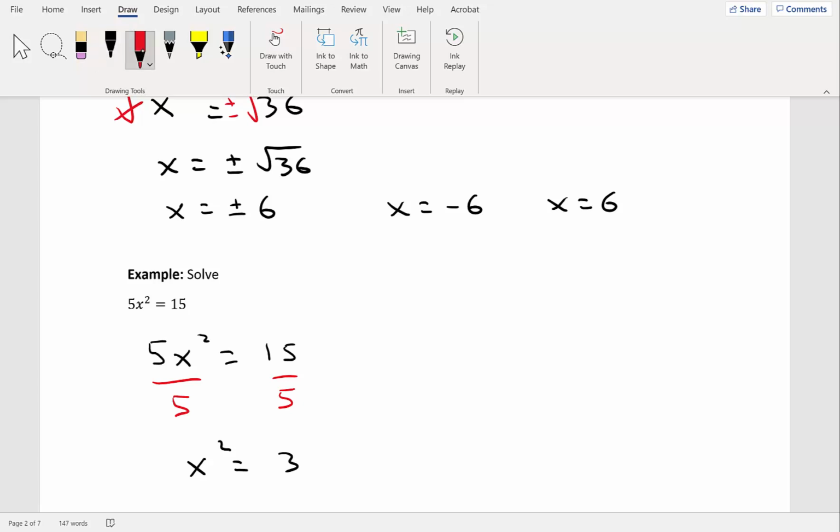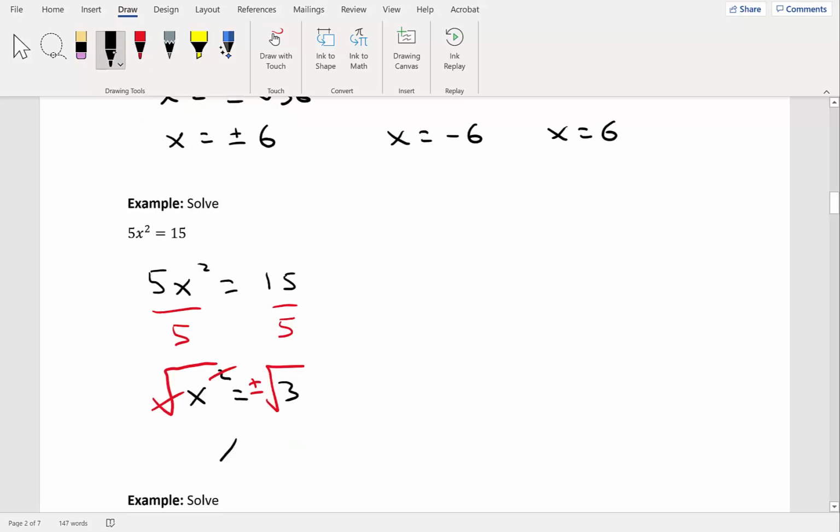Well, now I go ahead and use my square root principle. So take the square root of both sides. Just remember your plus or minus. So square root, second power, cancel out. I get x is equal to plus or minus the square root of 3. Remember that gives us two solutions. We have x is equal to negative square root of 3 and x is equal to positive square root of 3.